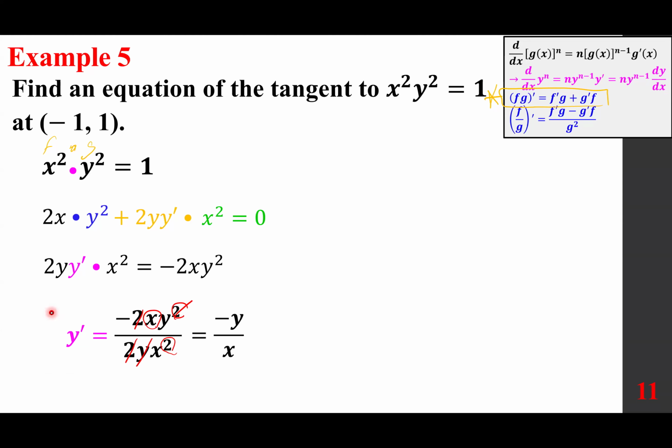Now, what is the slope? Plug in. m is y prime evaluated at the given pair negative 1 and 1. You plug in, minus y becomes minus 1, x is minus 1. Minus 1 over minus 1 is positive 1.